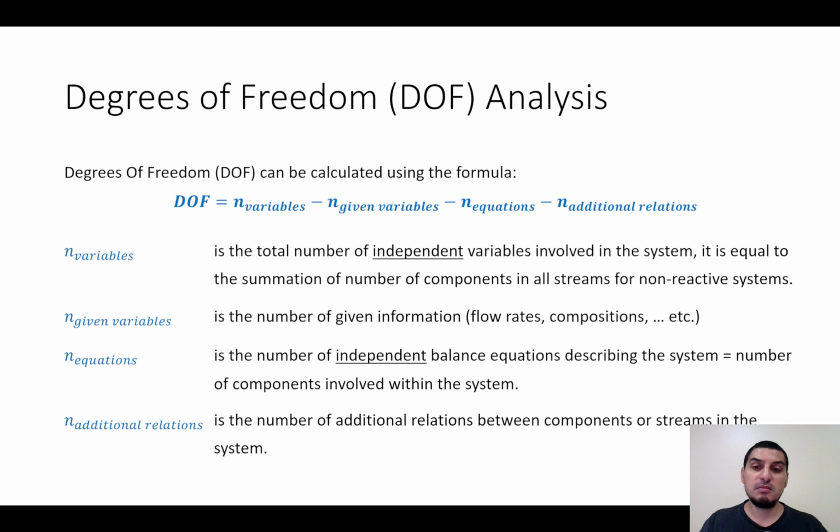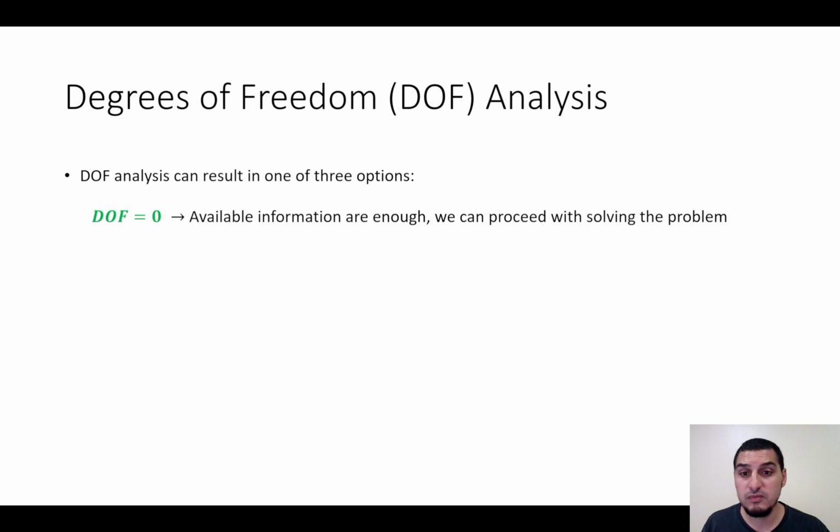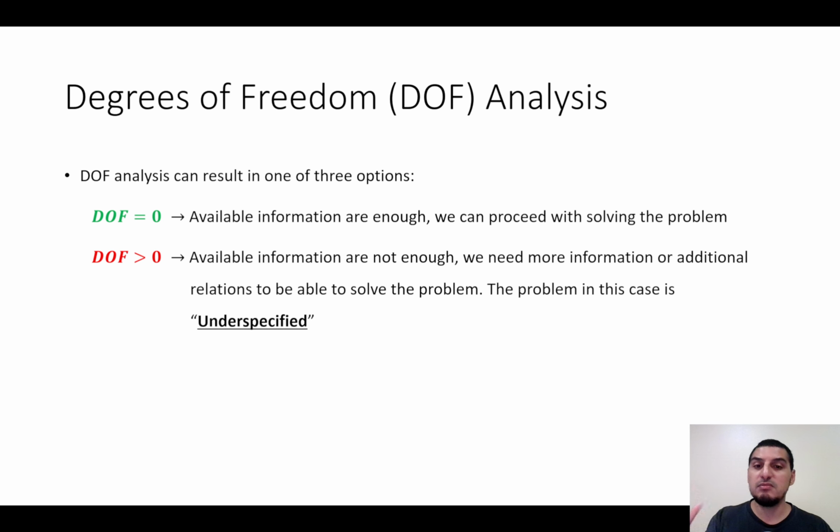So now for the options of the degrees of freedom analysis, it can be 0, which means that the number of equations is equal to the number of unknowns, which is good news. In this case, you can proceed with the solution. It can be positive, which means that you have a number of unknowns larger than the number of equations, which means that you need to find more information, whether more given variables or more relations or anything that you can use to help you solve the problem.